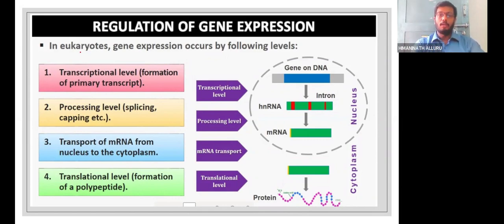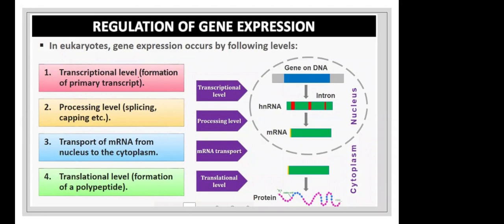For eukaryotes and prokaryotes, we need to give a clear-cut differentiation to the children. In eukaryotes, the expression can be regulated at four different levels: the transcription level, the processing level of splicing or capping, the transport level of mRNA from nucleus to cytoplasm, or the translation level, where translation will be stopped. In any of the four stages, the regulation can happen.